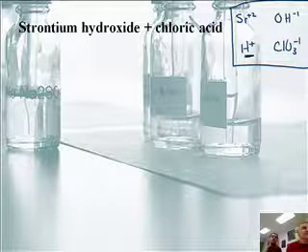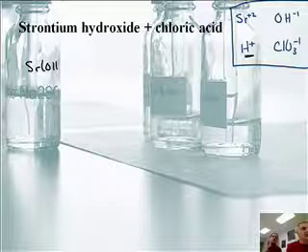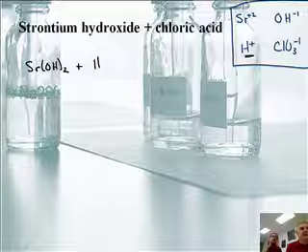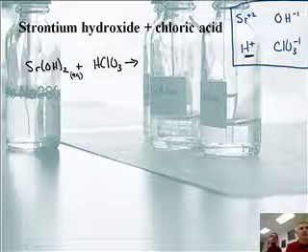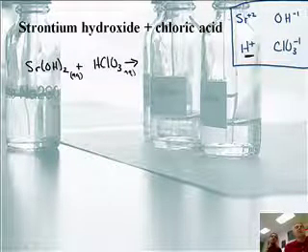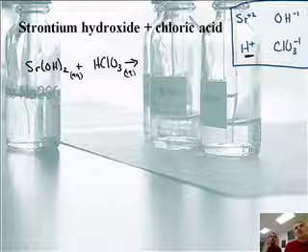All right, so strontium hydroxide would be Sr(OH)2 plus HClO3. Both of those are aqueous. You could look them up, and you'll have to use the chart, sadly. We're going to save you some time. If you have them memorized, all right.